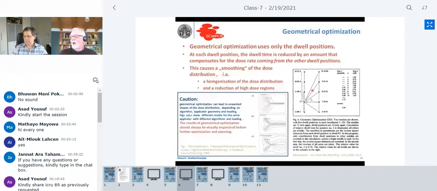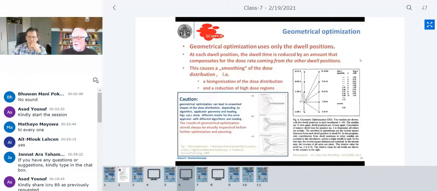we look at the dose contributions from all other dwell positions. In this case here, it's only dwell positions on the other catheter. There are also algorithms which do this on both catheters, on all catheters. And then we reduce the dwell time so that the dose rate coming from these other positions is compensated for. And this causes the smoothing effect that I just showed you on the parasystem implant, and reduces dwell times, and also reduces the high hyperdose sleeve around each of the dwell positions.